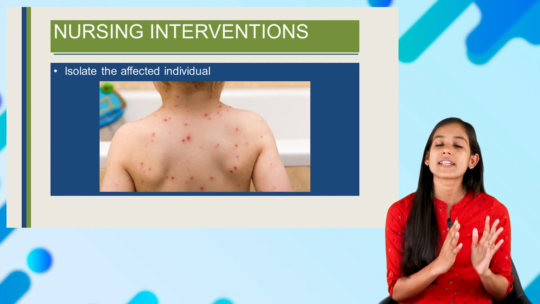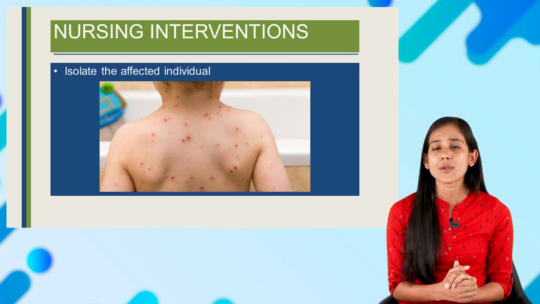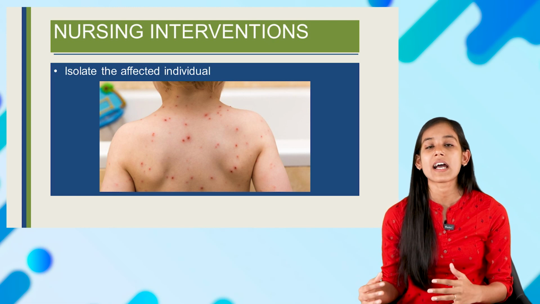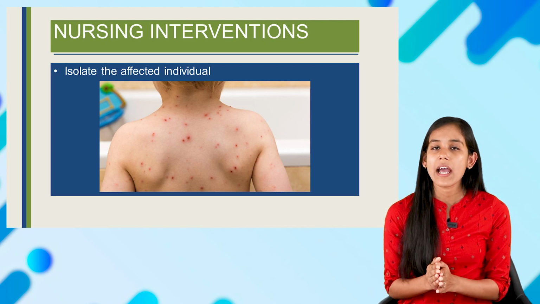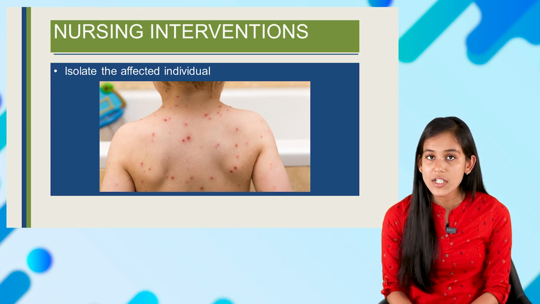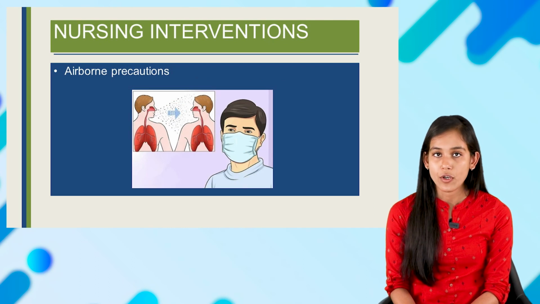Well, we know how this infection spreads, right? When the infected person sneezes or coughs, the virus comes out from the lungs, and it enters the healthy person. So we know that this virus can travel in the air, right? So we have to isolate the affected individual, because then there would be risk that other family members would also start getting affected. So first thing we have to do, we have to isolate the affected individuals, and then we have to take airborne precautions also.